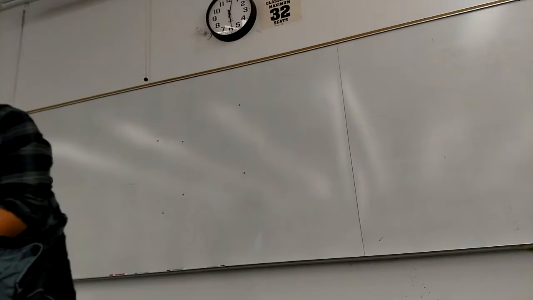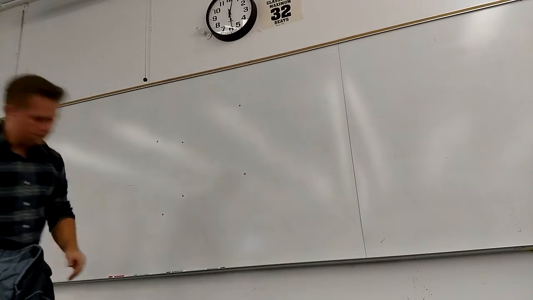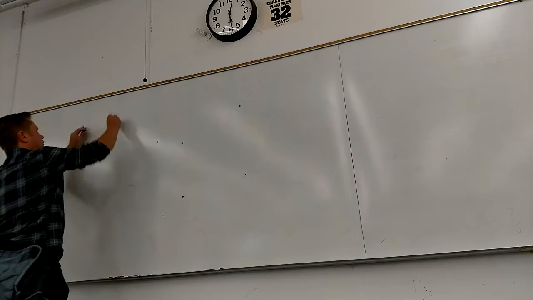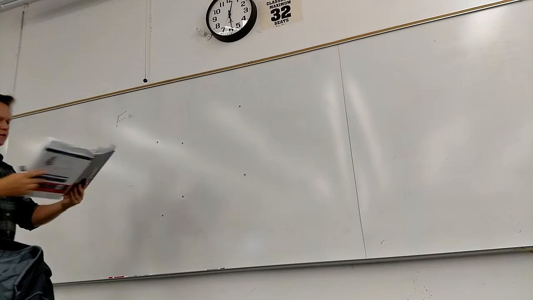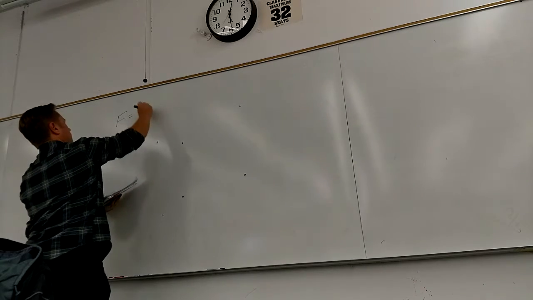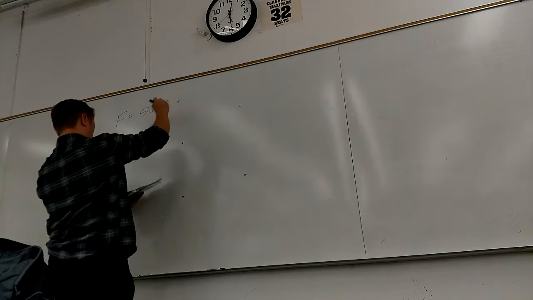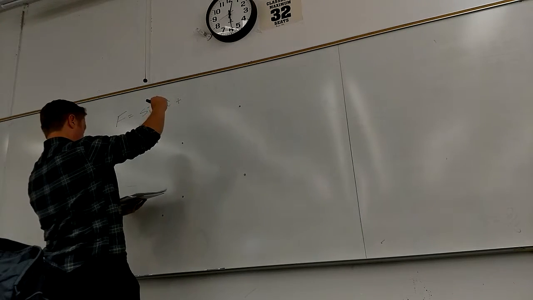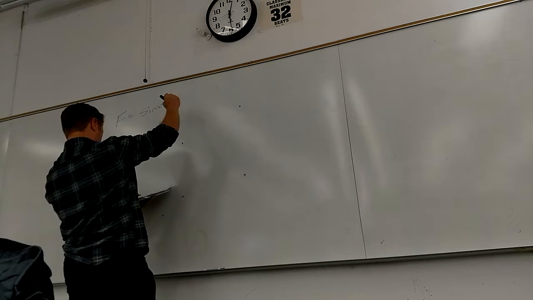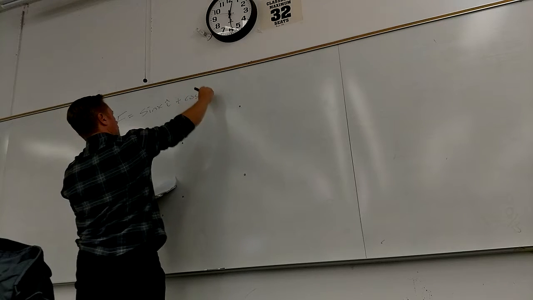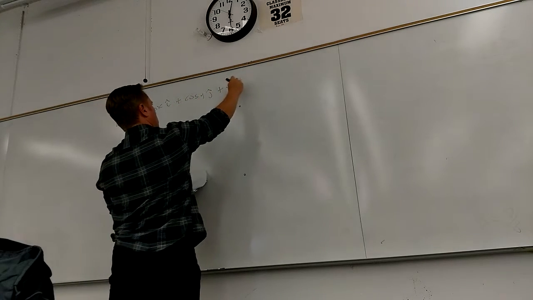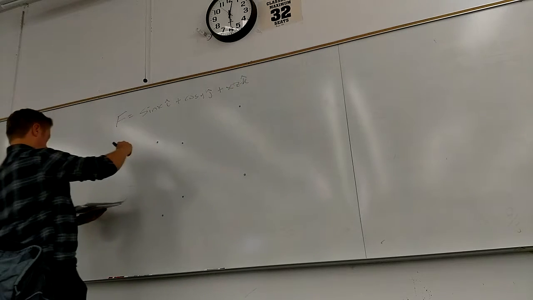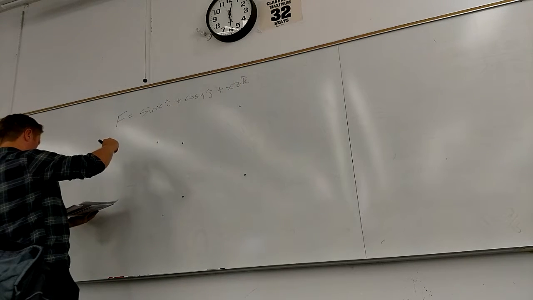So 21 gives us a vector field that is sine x cosine. They give us R of T.